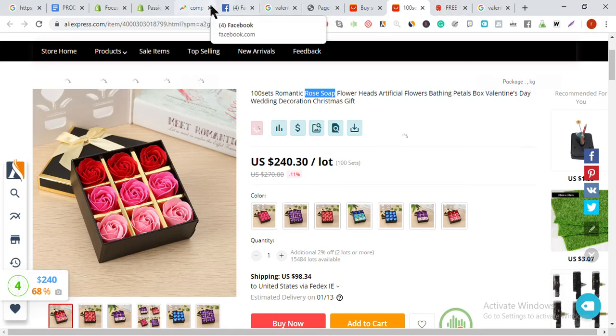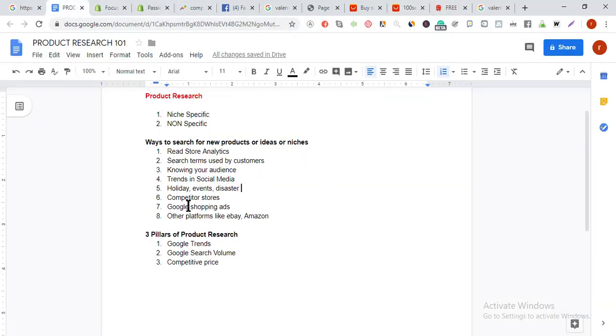So let's go back to our reference sheet. So we did the holidays. How about the events? What's your approach when it comes to current events and stuff?